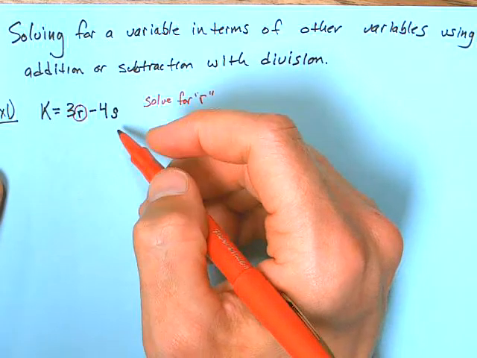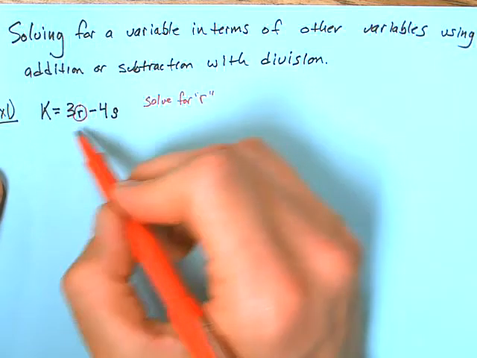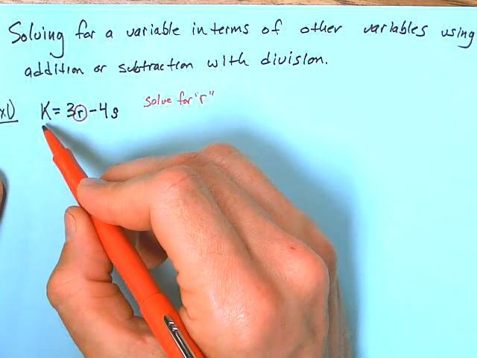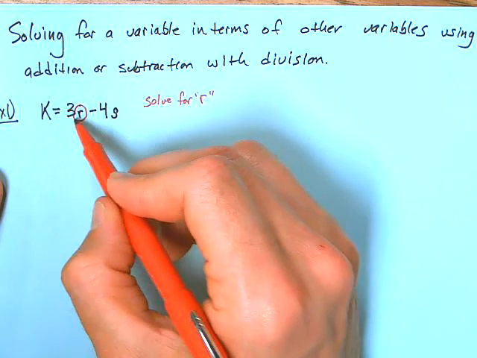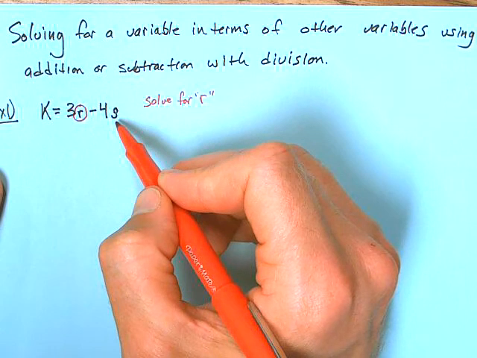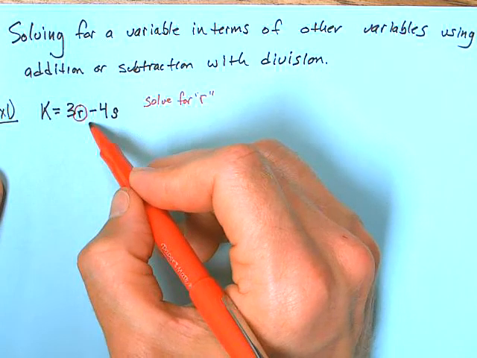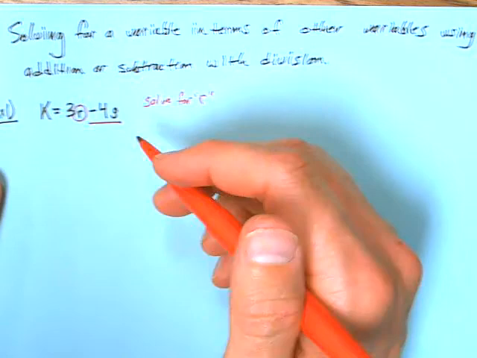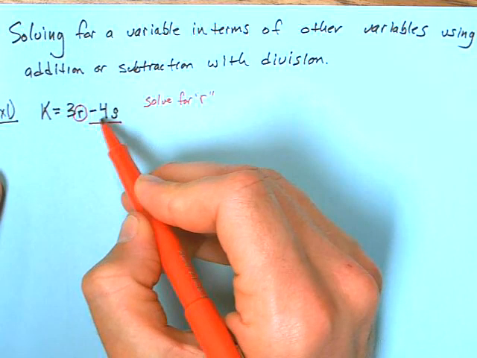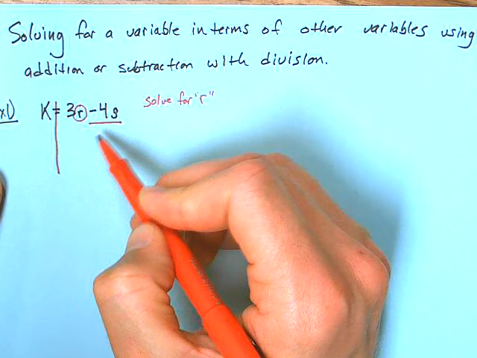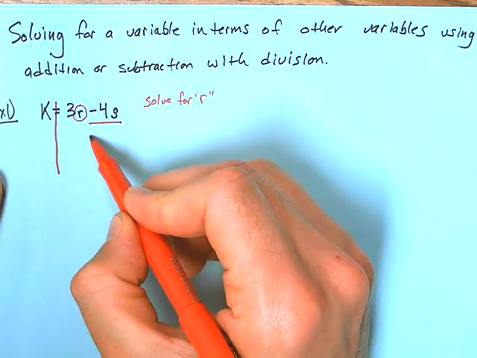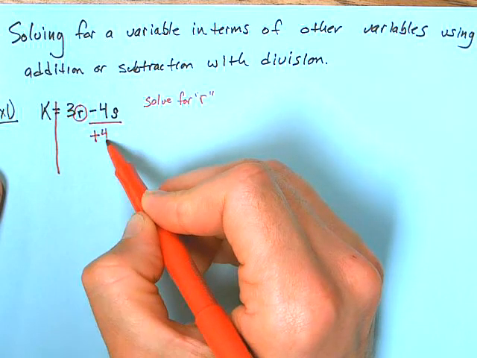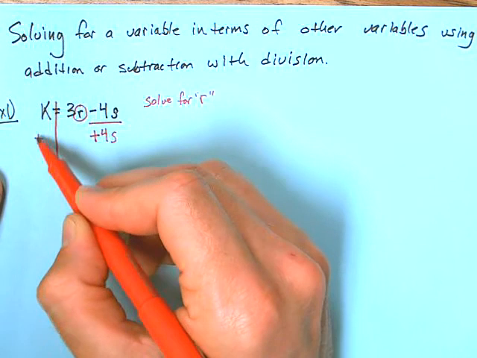Now, kind of like solving just a regular equation, if K was a number and it was like 10 equals 3R minus 4S or something, the first thing we'd want to do is move this entire term to the other side of the equation. So since I'm subtracting 4S, what I could do to move that negative 4S to the other side is simply add 4S to both sides.